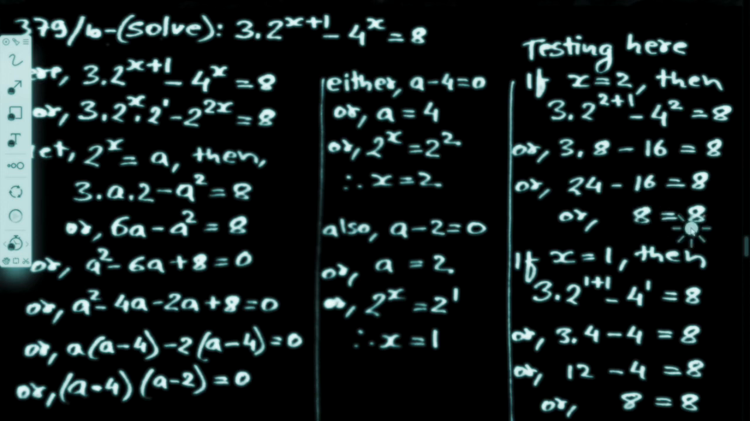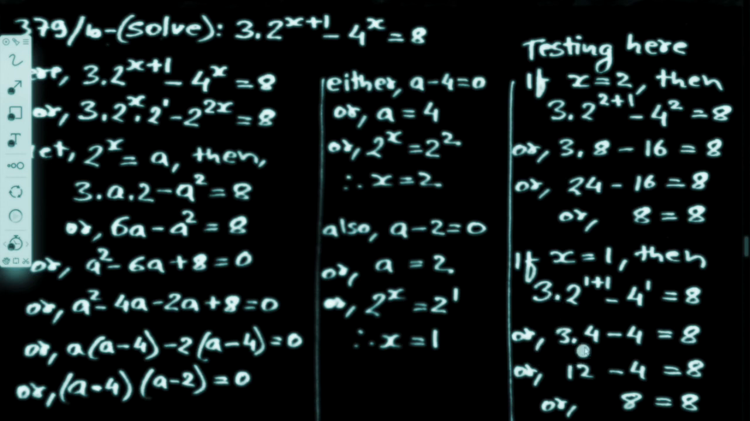8 equal 8. It means our x equal 2 is our right answer. It satisfies our equation. 8 equal 8 means this satisfies our equation. If x equal 1, then from our second answer, see here. If x equal 1, then 3 into 2 power 1 plus 1, x plus 1 means 1 plus 1, minus 4 power 1 equal 8.